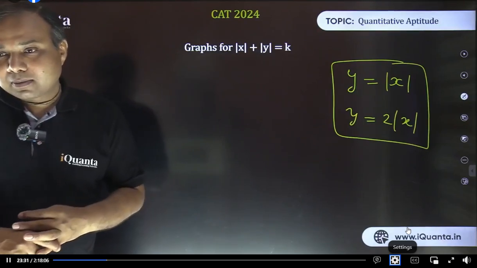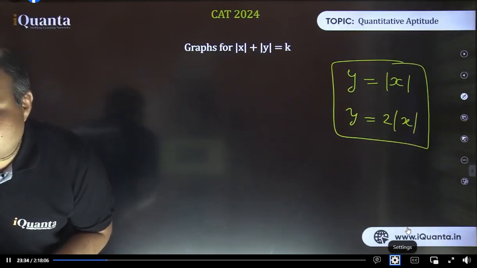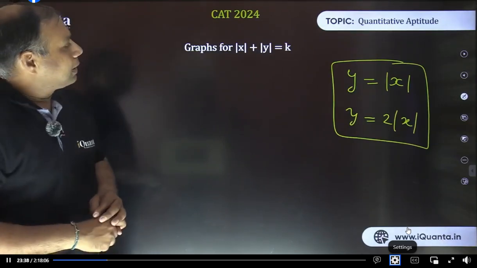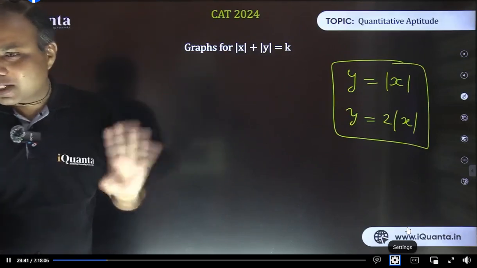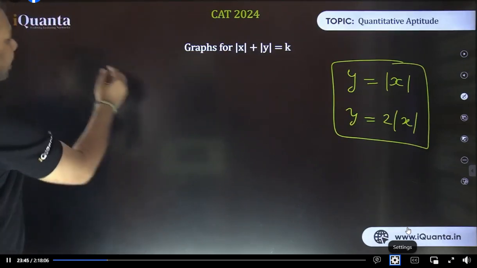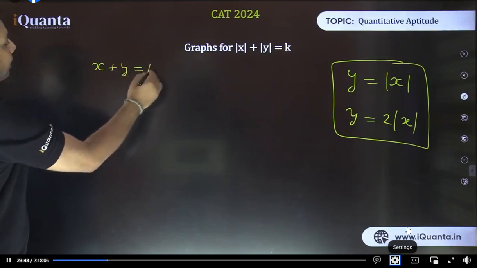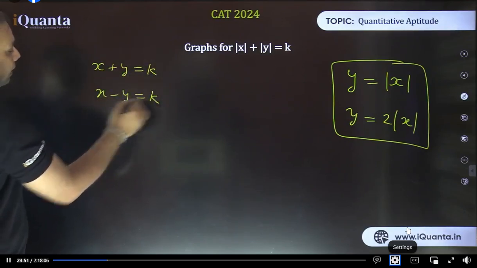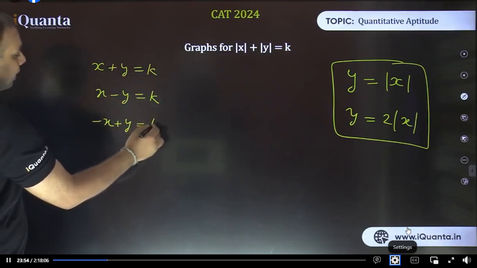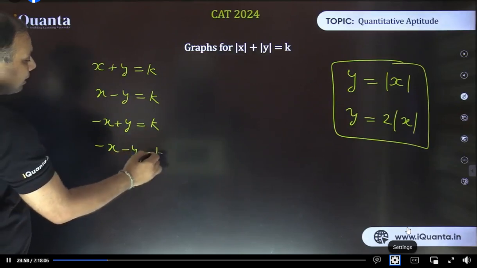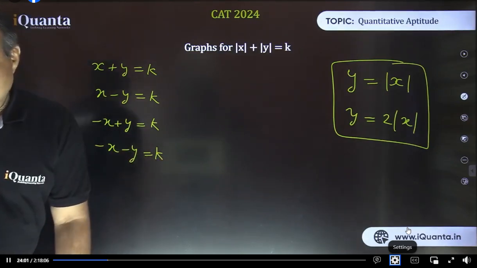Pranav? W banega, square banega, many things you are telling. There will be 4 equations. Yes, plus, minus, plus, ऐसा सब करके. There will be 4 cases, and the 4 cases would be x plus y equals k, x minus y equals k, minus x plus y equals k, and minus x minus y equals k. ठीक है ना? I hope that is very clear.